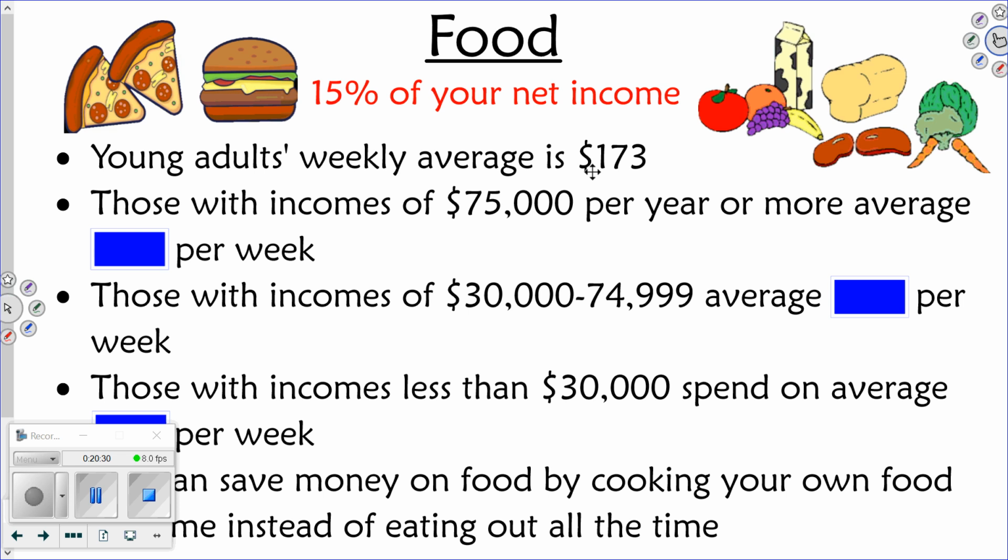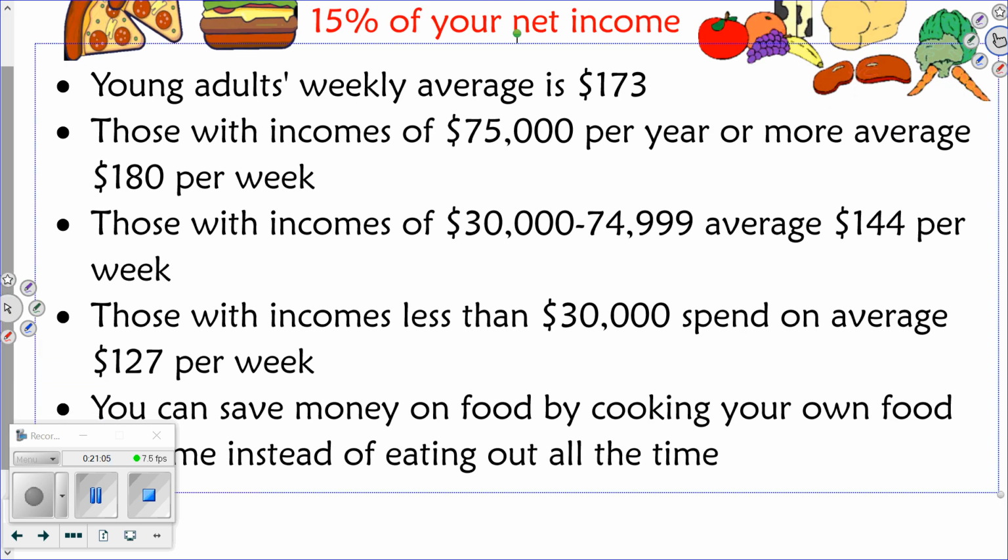So those with incomes of $75,000 a year or more average usually about 180 a week. Well, do you think if you make more money, you have a tendency to go out to eat more? Some people feel like, I got money to spend, why not? I think our parents go out all the time. 30 to 74,999 average is about 144 a week. So if you make less, obviously we're going to be spending less. And if you make less than 30,000, on average, usually spend about $127 a week.